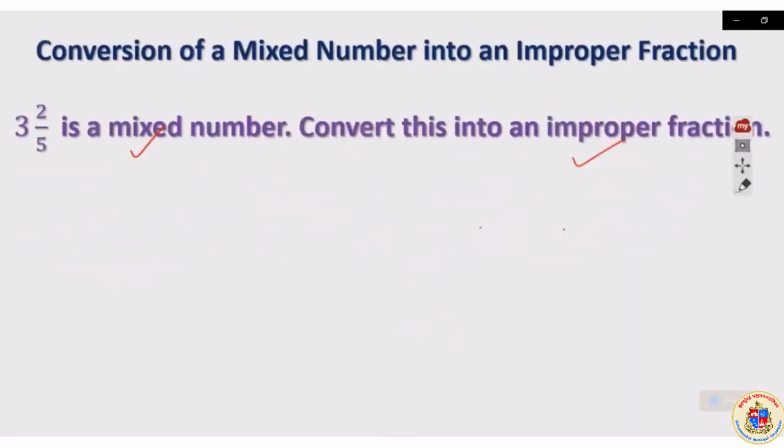Conversion of a mixed number into an improper fraction. You are given 3 and 2 upon 5, and you have to convert that into an improper fraction. You have done it; let us recall or practice it again.